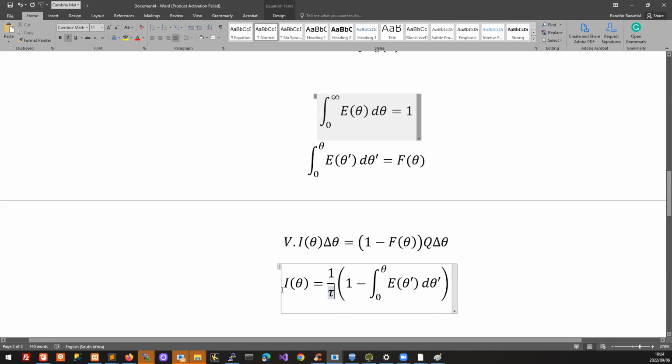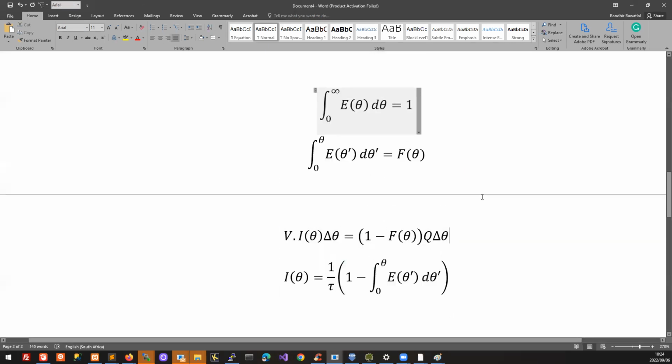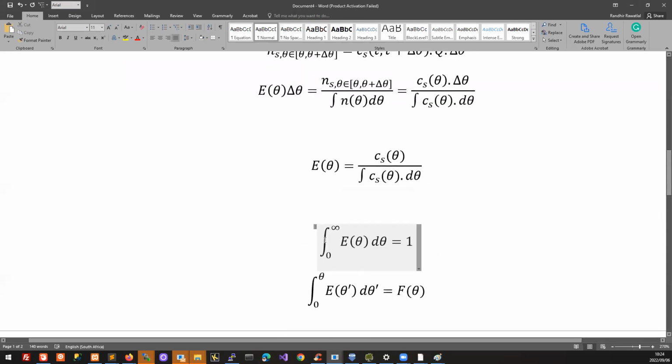So here you've got your 1 over tau. So I of theta has this relationship with E of theta. And this is general, right? When we derived all of this, we never said that it's a CSTR or anything like that. This applies to all sum of fractions. This is simply the integral.